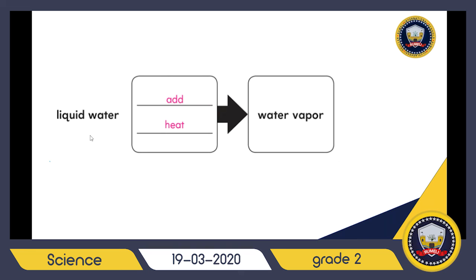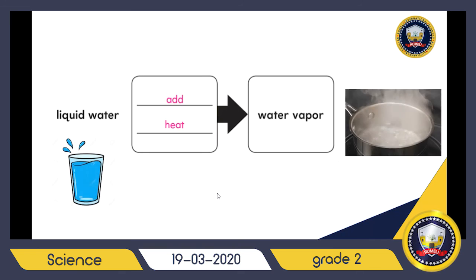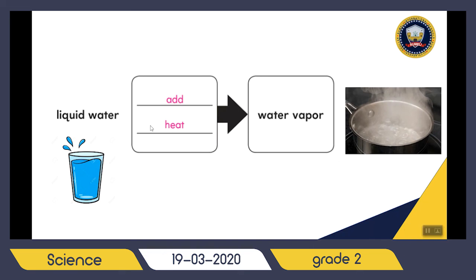We have here liquid water, and we want liquid water to be water vapor. So what should we do? Yeah, excellent, we should add heat. When we add heat to liquid water, it turns to water vapor. Excellent.